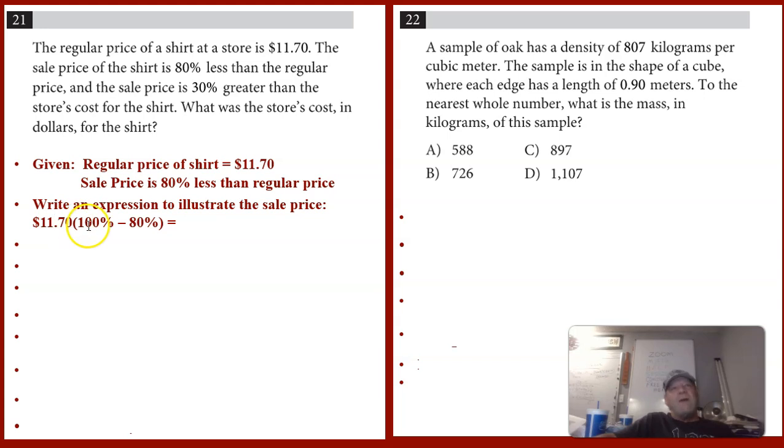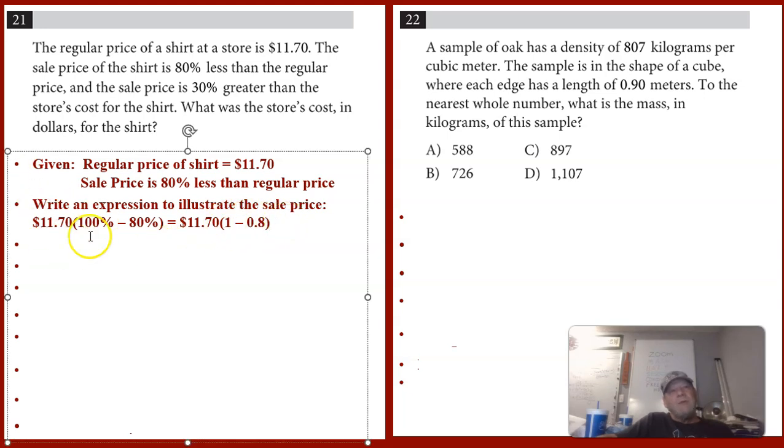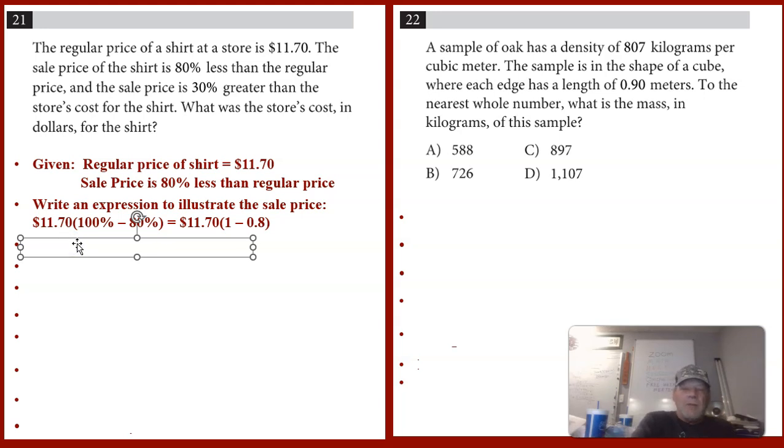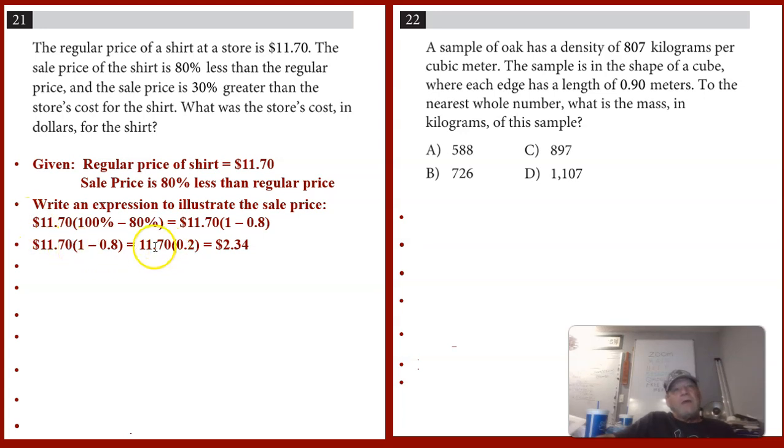So $11.70 times, I've got the price, the regular price is 100% of it, but I'm going to subtract 80% of that. Well, 80% is what as a decimal? It ends up being 0.8. So I'm taking 11.70 times 1 minus 0.8. Now I'm going to simplify that, and it ends up being 11.70 times 0.2, and when you use a calculator, you get $2.34.